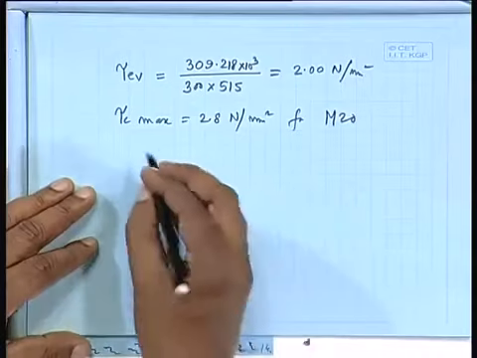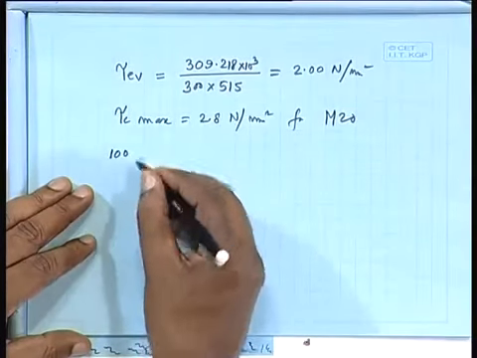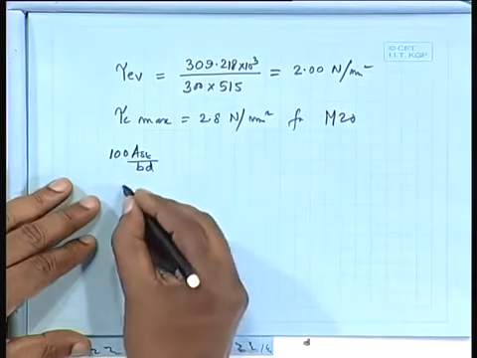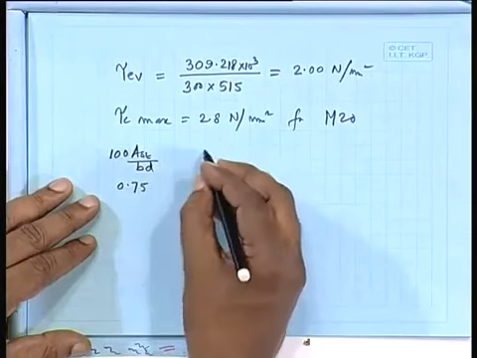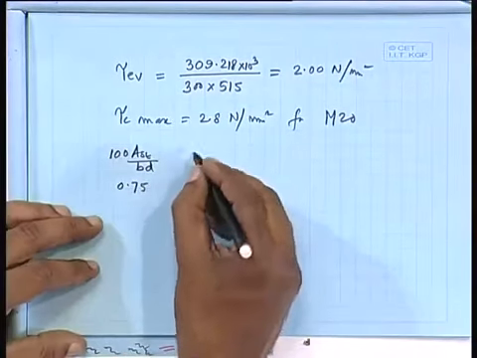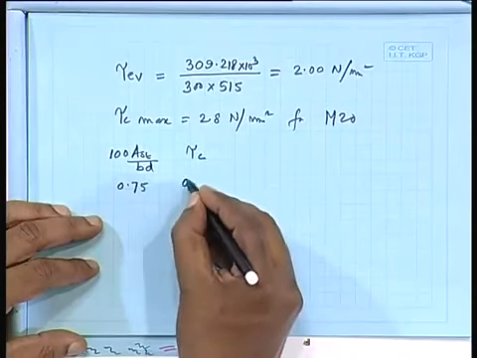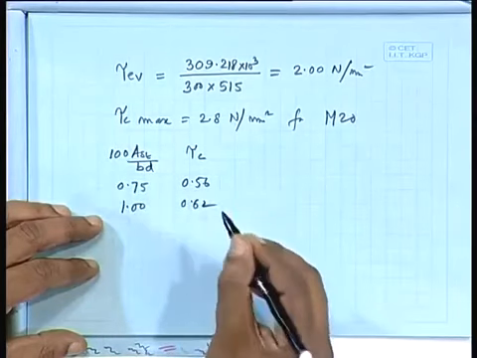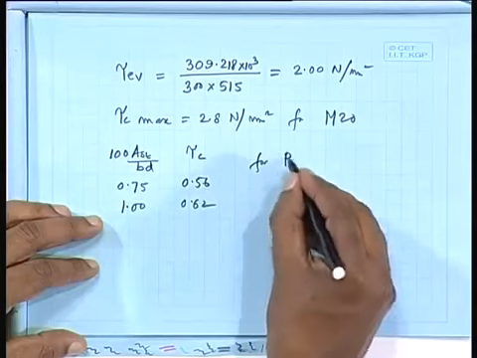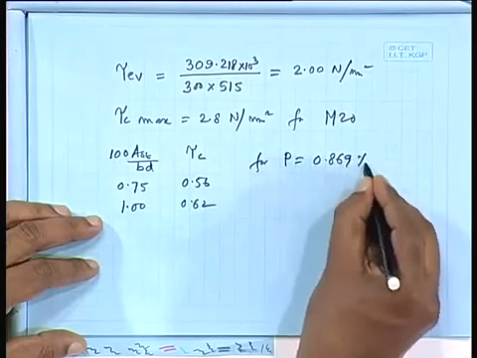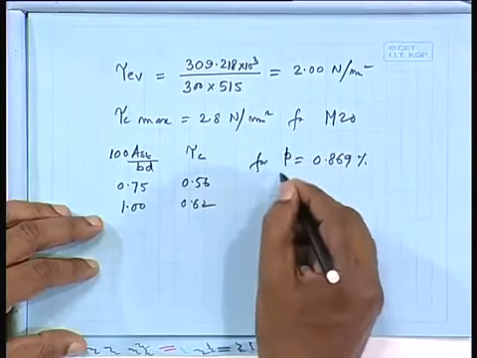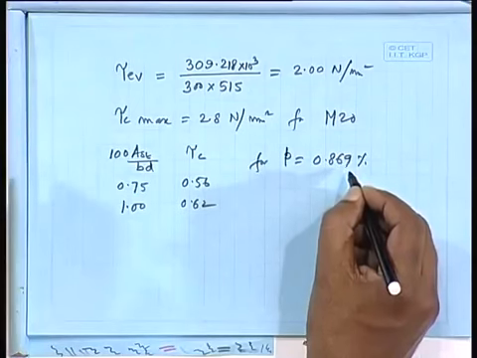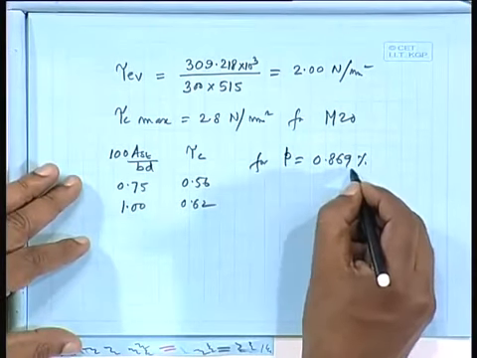Okay. Now as per the code, 100 AST by BD, so we are getting here for 0.75, that is in table 19, tau C is 0.56, and for 1 it is 0.62. For P equal to 0.869 percentage, the percent of steel that we have already computed, that is the longitudinal steel we have provided.